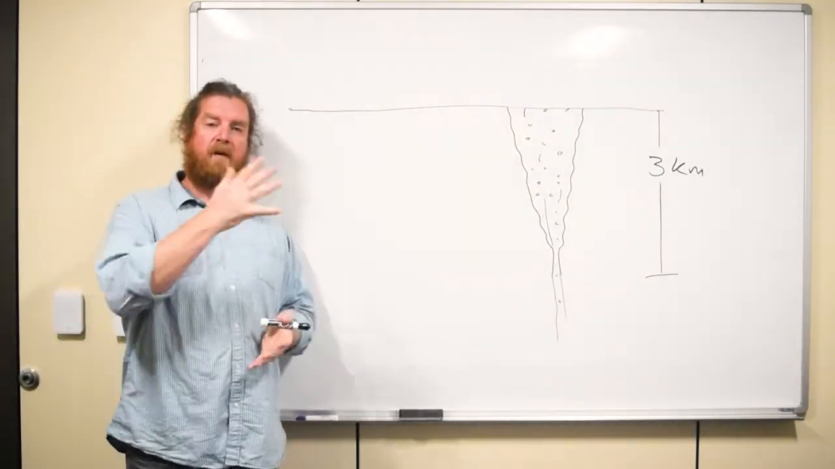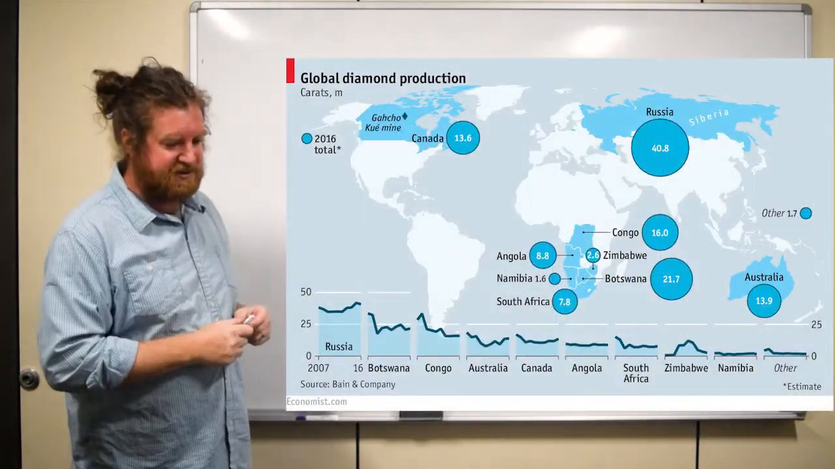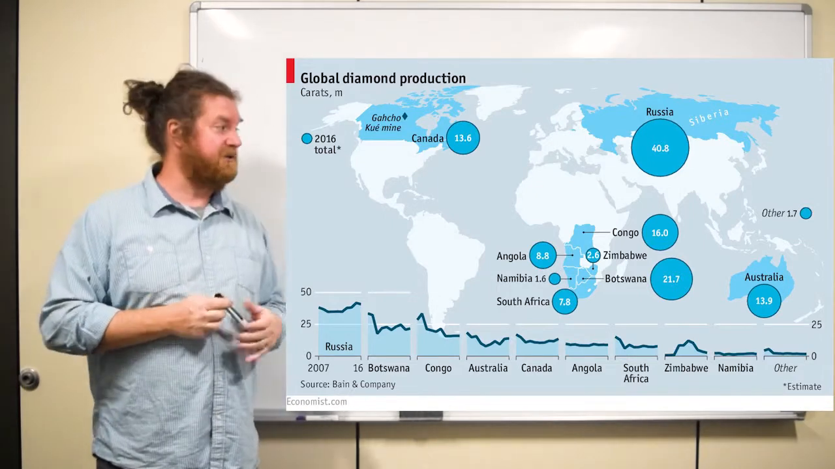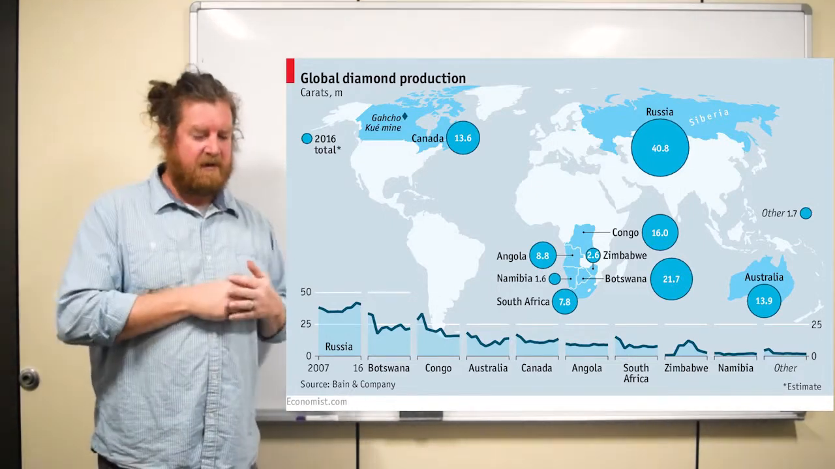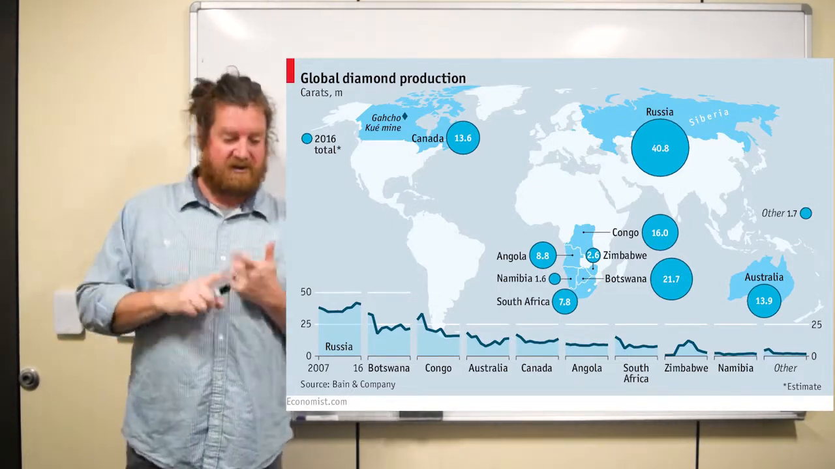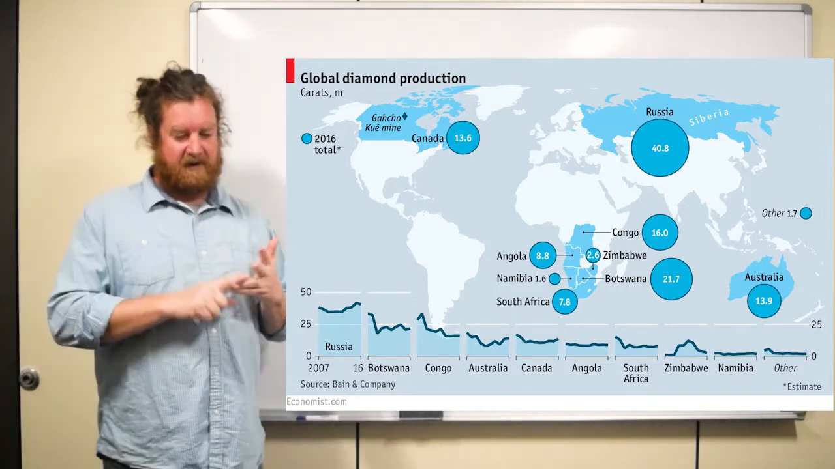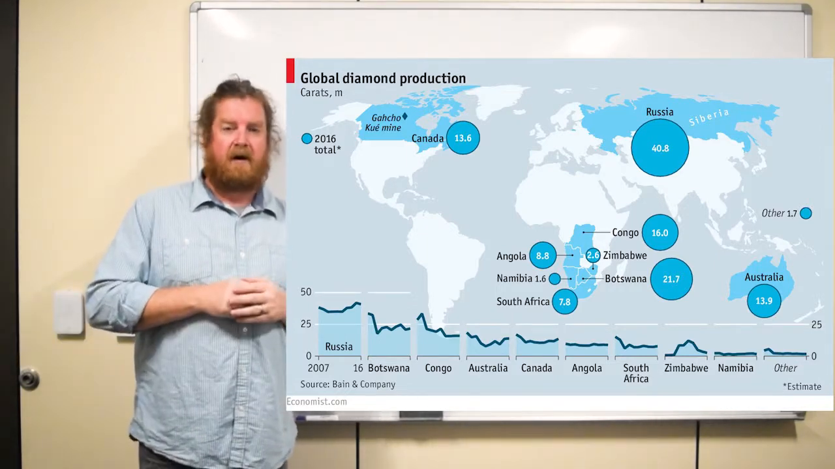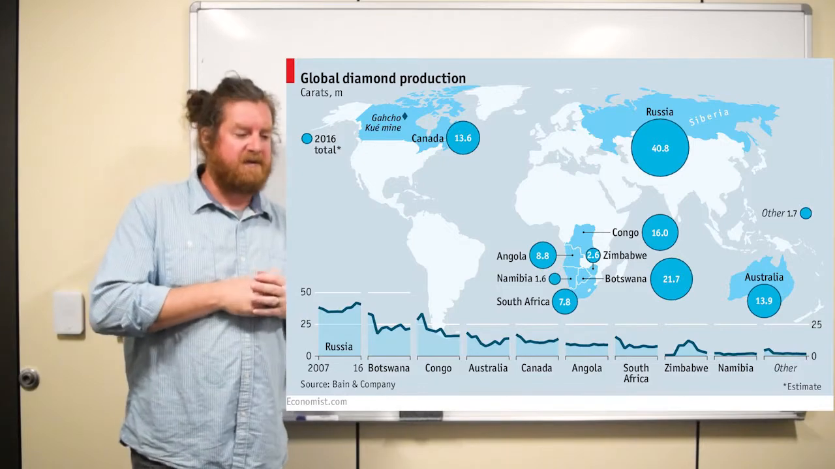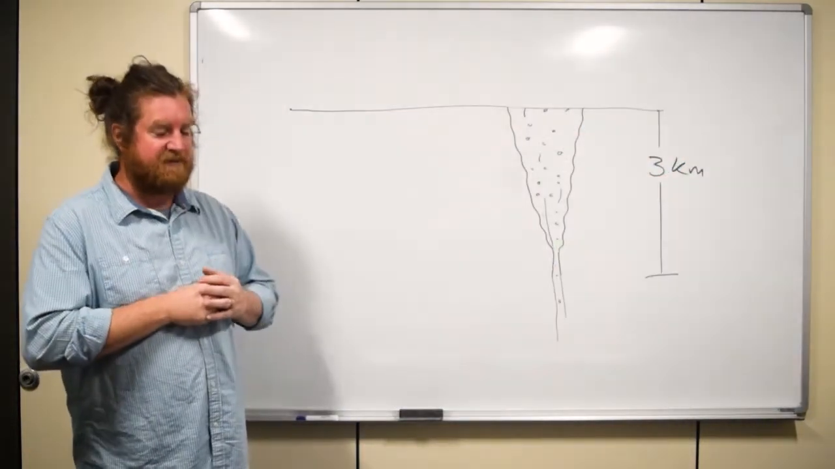And then if we bump over and look at this next map, this shows global diamond production by country. And notice that obviously you see Russia up there, Canada, again Africa and Australia. South America doesn't quite make the list, although they do have plenty of reserves.